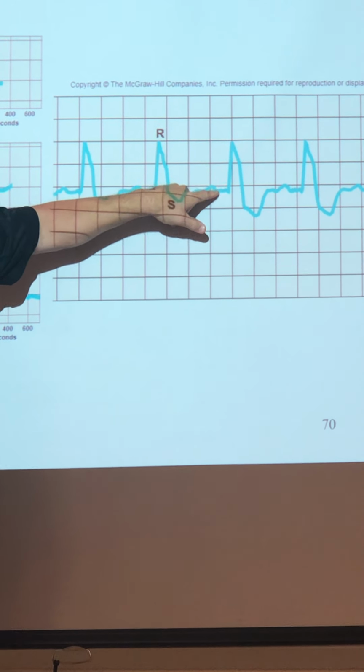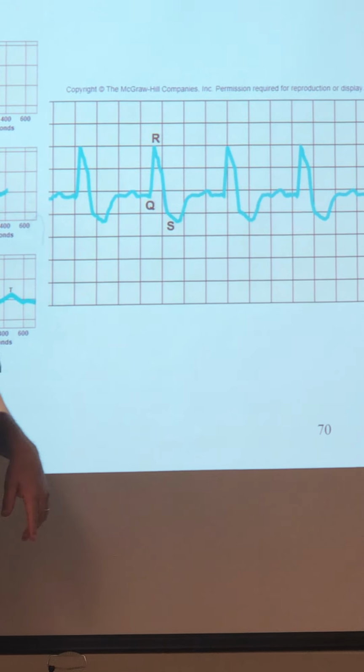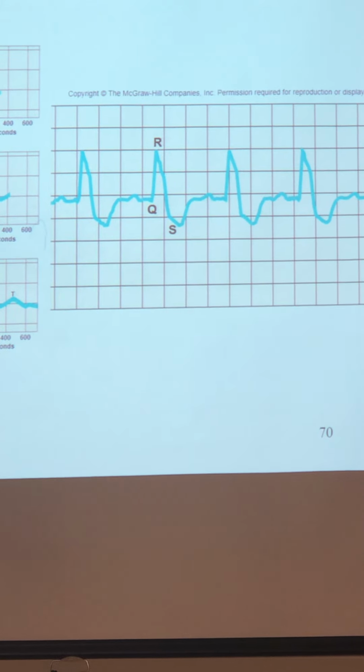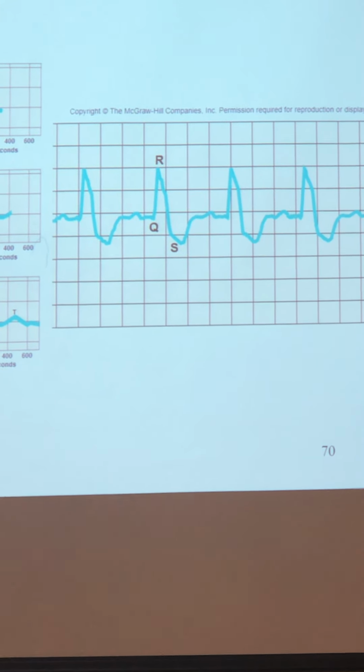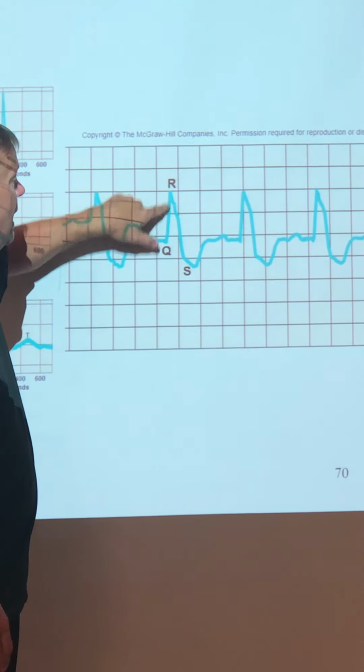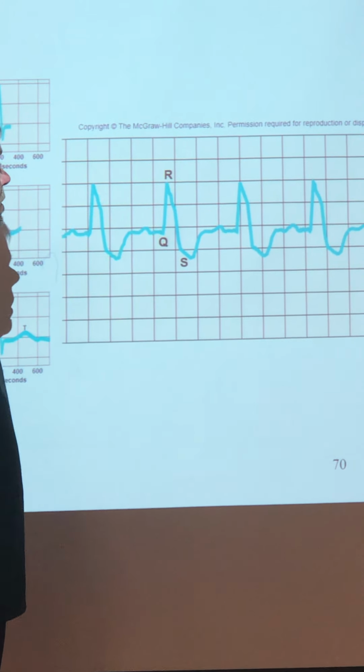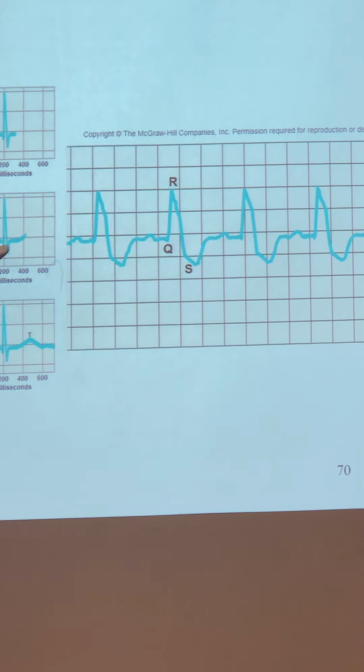Then you have the T wave, which is this little blip, which is ventricular repolarization. But lost in here is atrial repolarization because this is such a large event. This is a more normal looking wave right here.